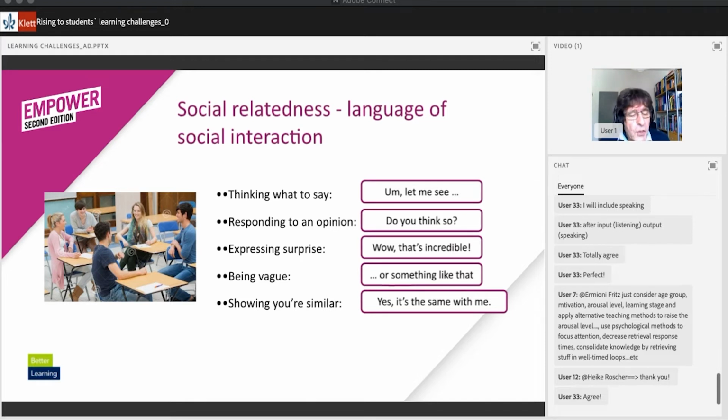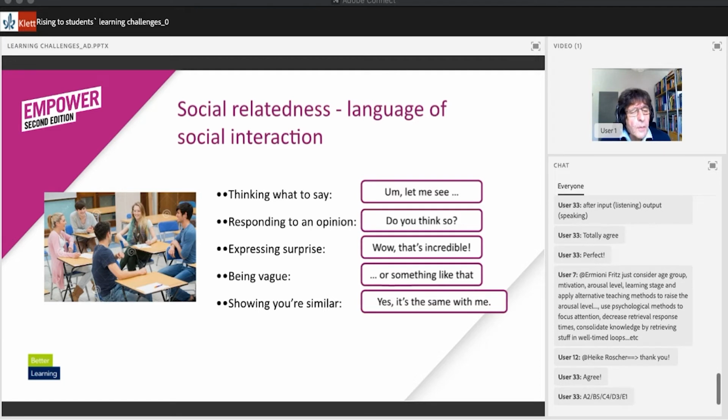Here are the answers. And if you look down this left-hand column of the different functions, I think you can see that these are useful things to do in everyday life, of course, but they're also useful and important in the classroom. In Empower, we devoted quite a lot of attention to this kind of language, to the language of social interaction and developing learners' speaking strategies.